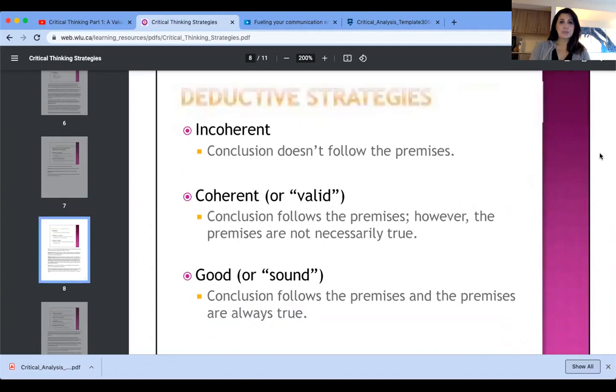Deductive strategies can be incoherent. When I say incoherent, it means the conclusion doesn't follow the premises. I have some kind of reason, but my conclusion is not following my reasons. That's one side of the argument. Another is coherent. Coherent means valid: the conclusion follows the premises, but the premises are not necessarily true.